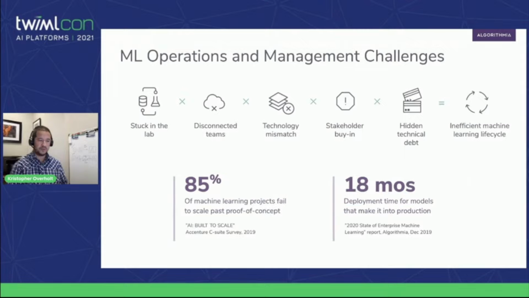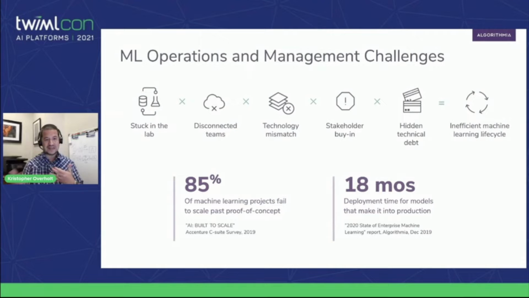In fact, a couple of surveys out there, one by Accenture, one by us, show that 85% of ML models really never make it past the proof of concept stage, right? So a lot of work goes into training and developing and model selection, but the ultimate last mile problem of getting the model out there is a very difficult one, and most projects don't pass that.